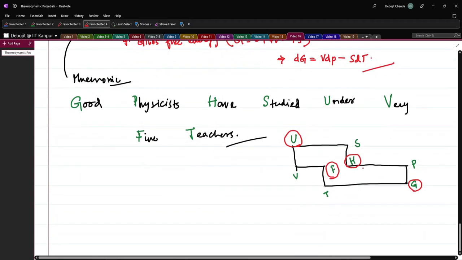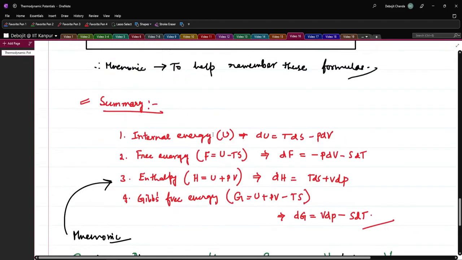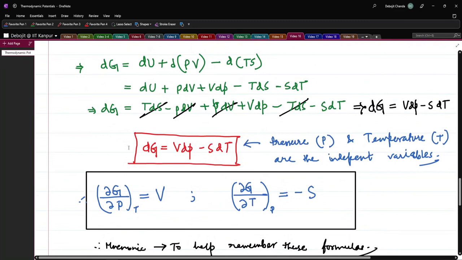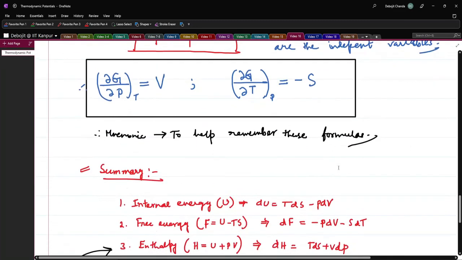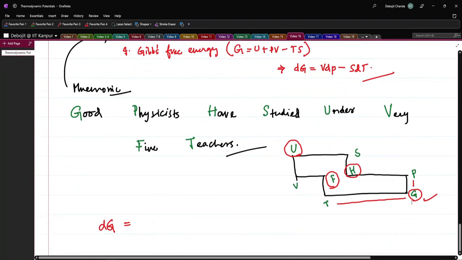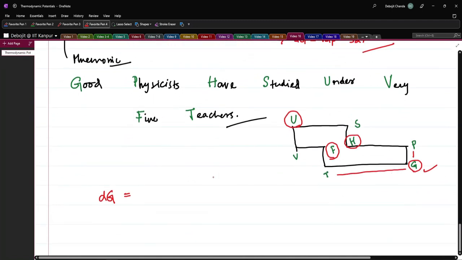to write the differential form of these potentials, we write first dG, this one, and then we check which are the two thermodynamic variables that are connected to this one. So this is P and T. This is just what we obtained, that for Gibbs free energy, the pressure and temperature are the independent variables. So here P and T are the independent variables.